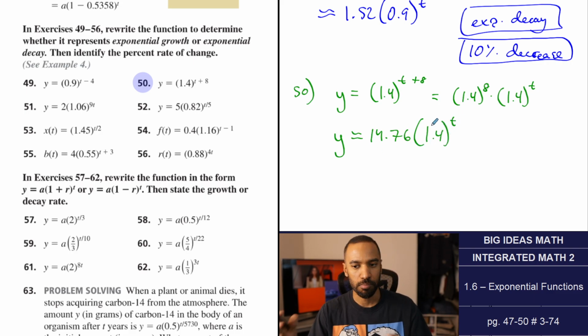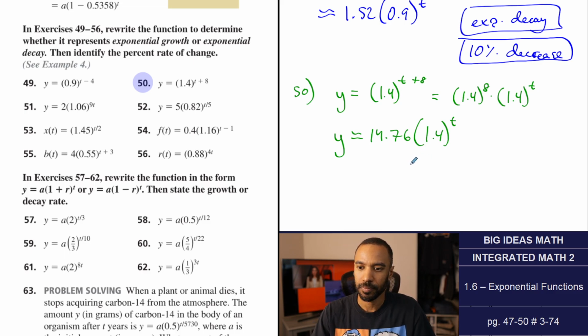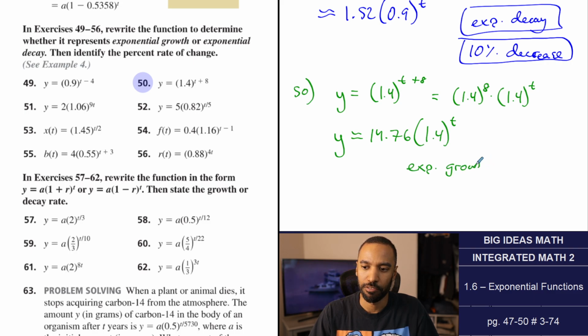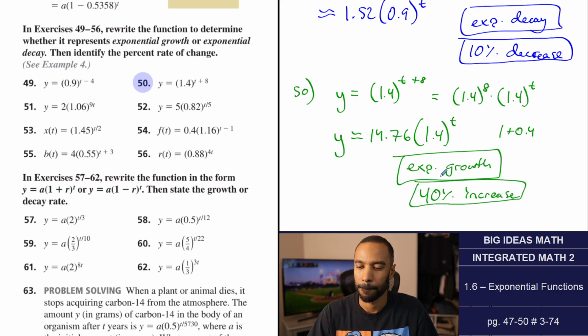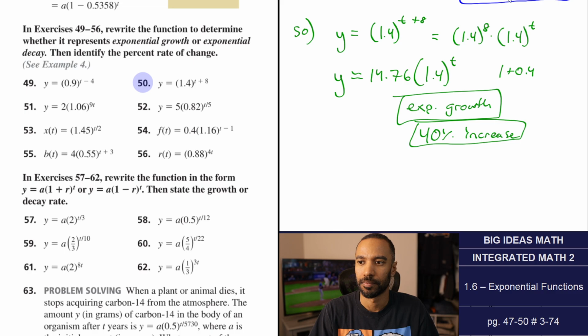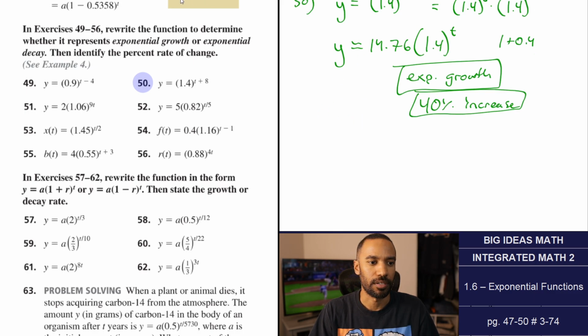So there's the exponential model, in a rounded format. This is more than 1. That makes exponential growth. And 0.4 added to 1, right? 1 plus 0.4 makes that a 40% increase. Okay. Number 51.